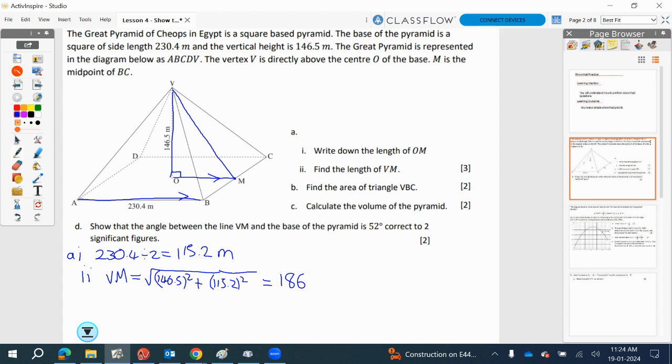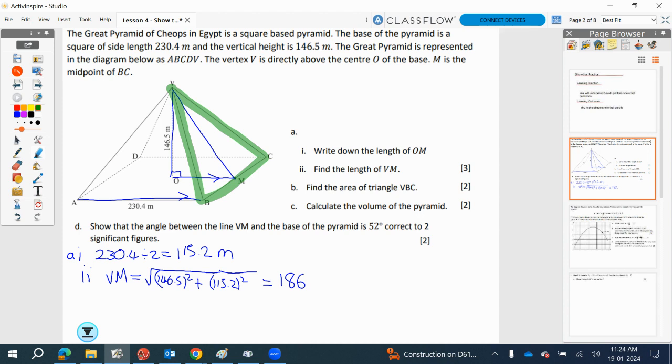We need to find the area of triangle VBC. Now, we've been working with that triangle that I've drawn on the diagram. This is not triangle VBC. Look at the diagram more carefully. Where is triangle VBC? It's the whole thing. It's the face, the outside face of the pyramid.